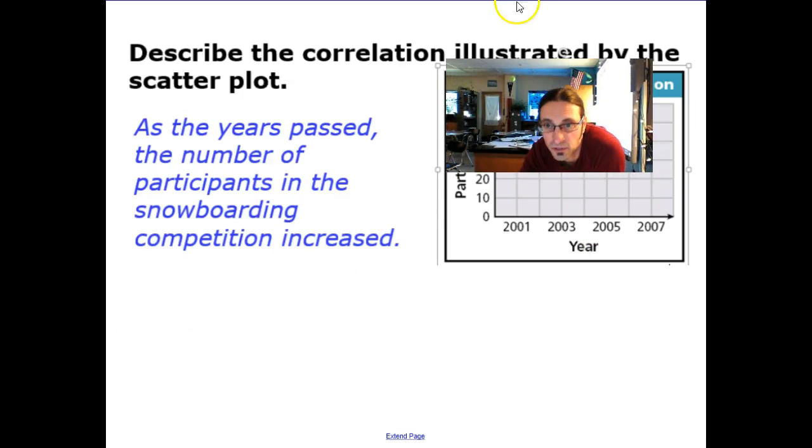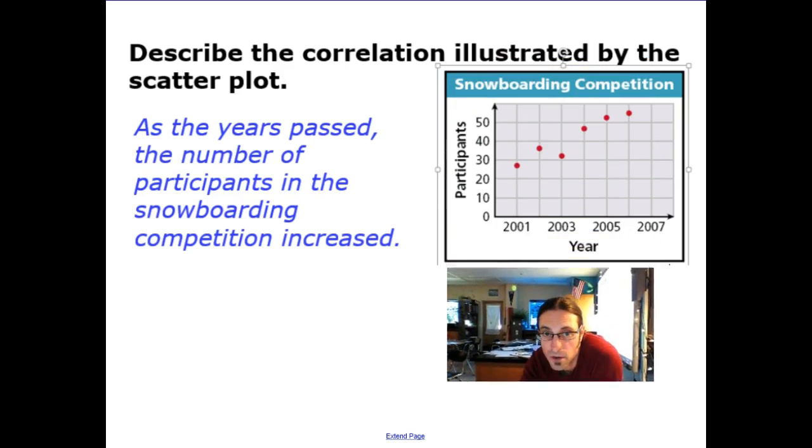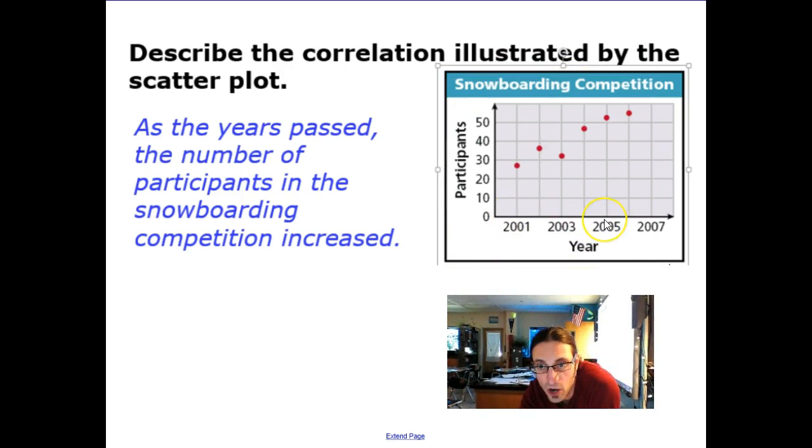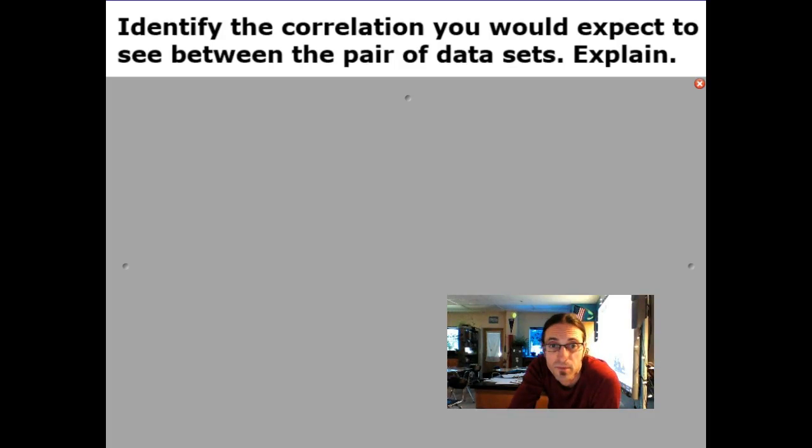So let's take a look at this. It says, describe a correlation illustrated below. Well, as the years go on, the number of participants snowboarding increases. So I would say that's a positive correlation. Pretty good? All right. Identify the correlation you would expect to see between the different pairs of data sets.